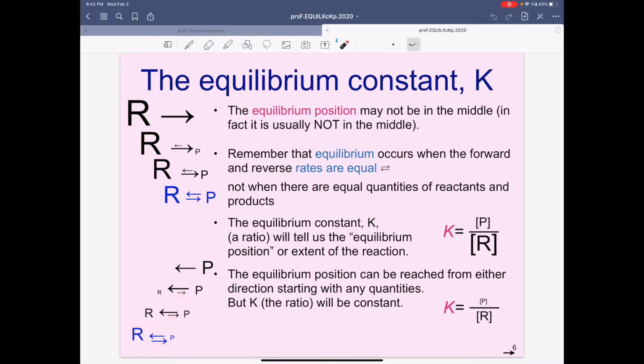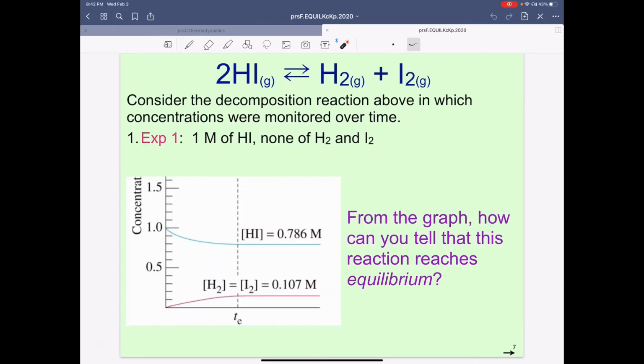the moment at which the forward and the reverse reaction equal one another, and we can represent that also with the equilibrium expression. Notice that the quantities are different, but the quantities will indeed be proportional, giving us the same equilibrium constant. So here's a graph where 1 molarity of HI has been put in a container.